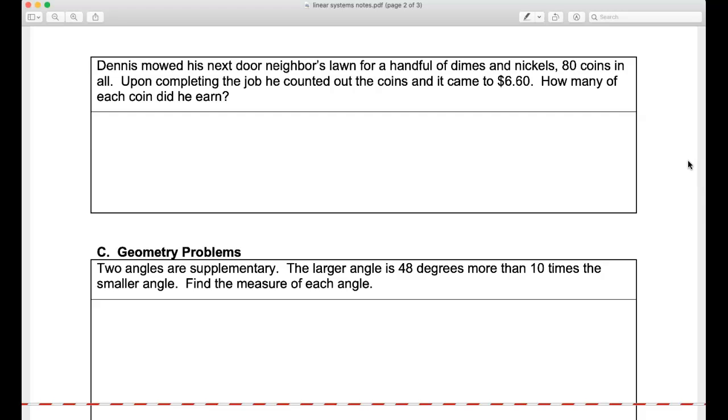Dennis mowed his next door neighbor's lawn for a handful of dimes and nickels, 80 coins in all. Upon completing the job, he counted out the coins and it came to $6.60. How much did he earn of each coin? So X is going to represent our number of dimes. Y is going to represent our number of nickels.